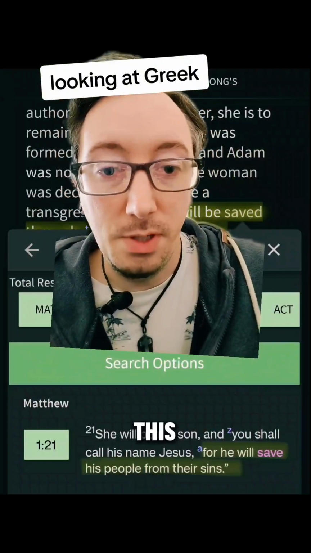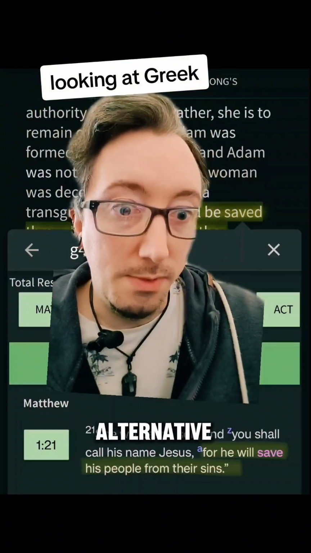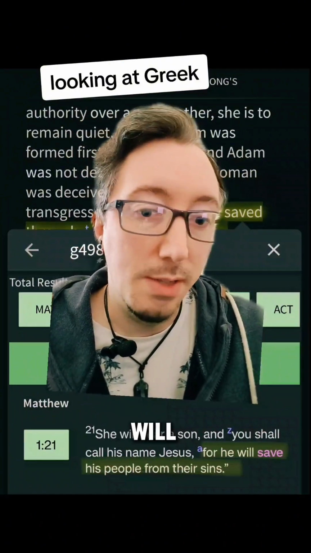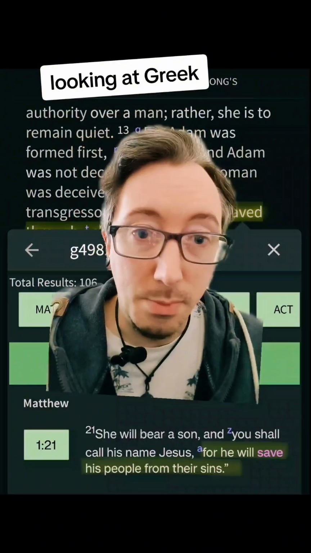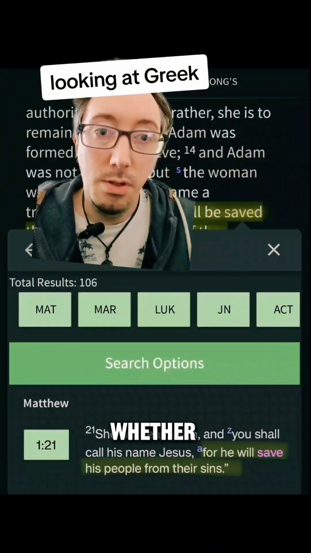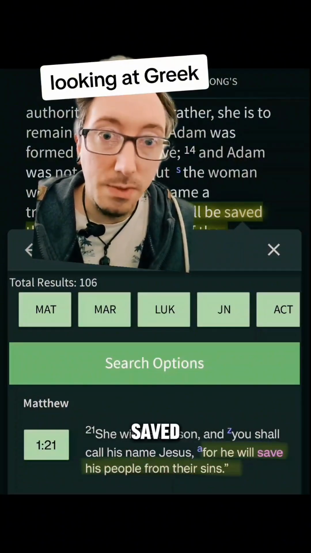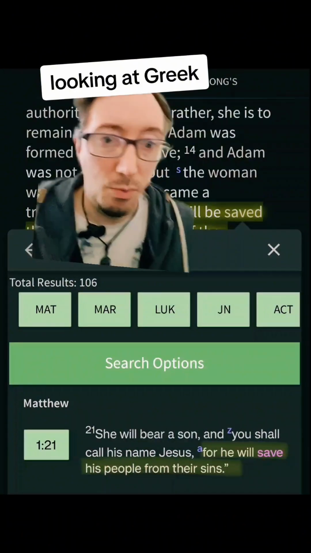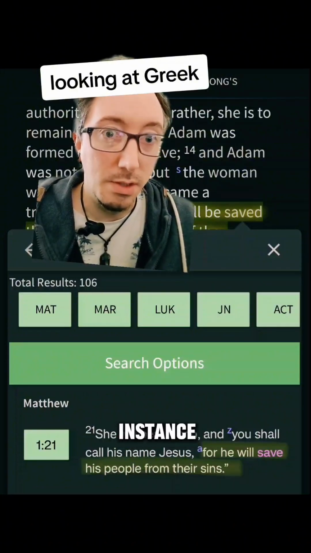But if we go back to this verse in Matthew 1 and use the alternative and say, for he will preserve his people from their sins, or he will deliver his people from their sins, it still works. It still has the same implication. So whether the verse in Timothy says preserved or delivered or saved, it's the same implication from the Greek word that we would use in any other instance.